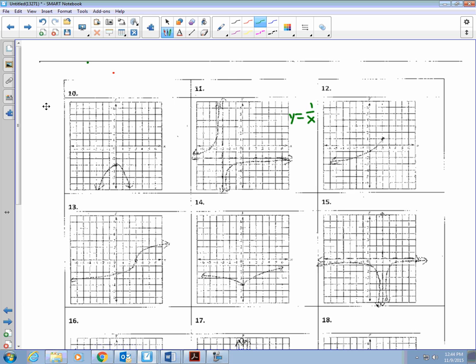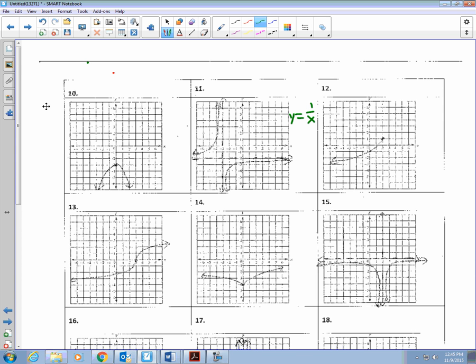1 over x squared, because if they're both going down or they're both going up, then it's got to be a squared or a fourth or something to an even power. If they're going in opposite directions, then it's an odd power. That's the way it works. So I've got 3 transformations going on here. What are they?